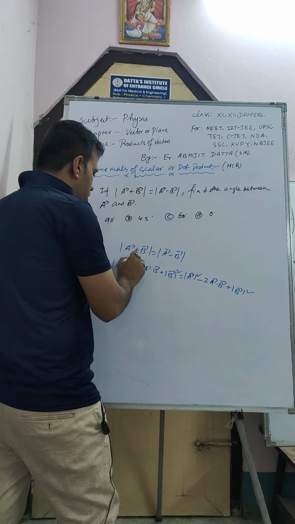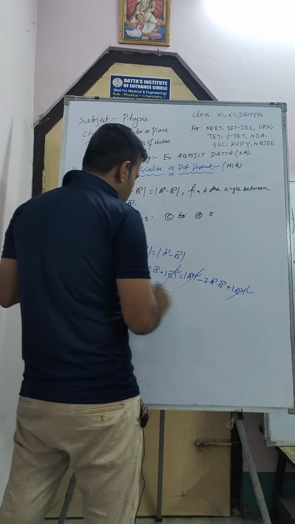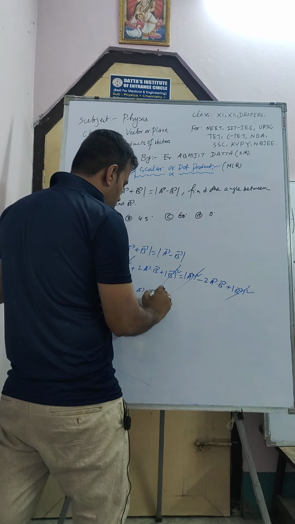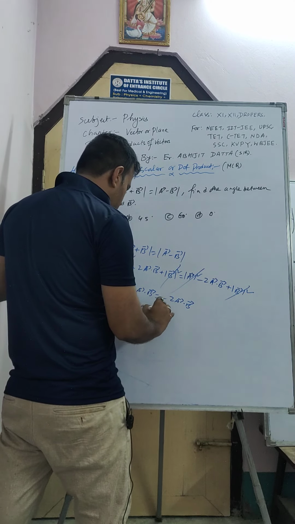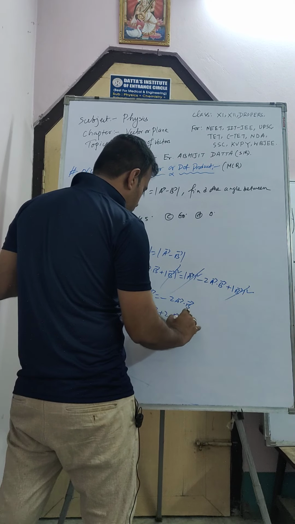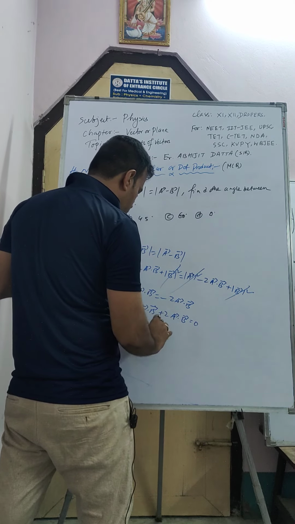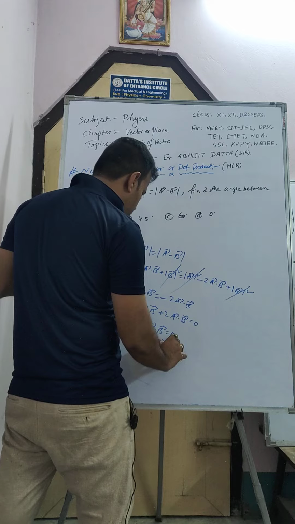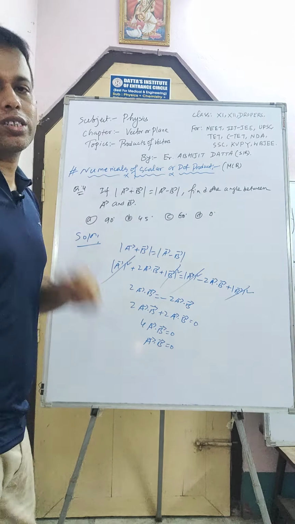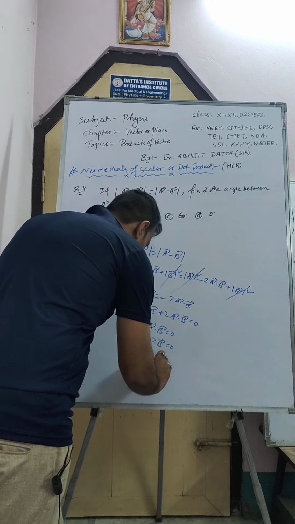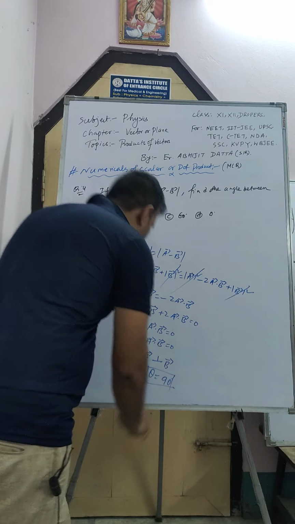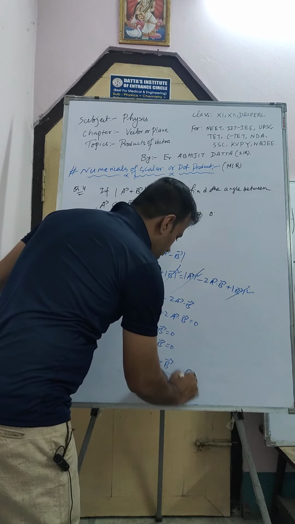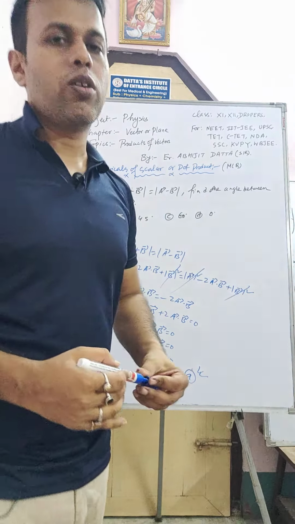Okay, so this one will be cancelled and this one will be cancelled. So 2a dot b, it will be minus 2a dot b. 2a dot b plus 2a dot b equals 0. So 4a dot b will be 0. So a dot b will be 0. So if a dot b is 0, then what is the angle? a will be perpendicular to b. So therefore the angle will be 90 degrees. Okay, so which option is correct? Option A is correct. It will be 90 degrees. So option A is correct.